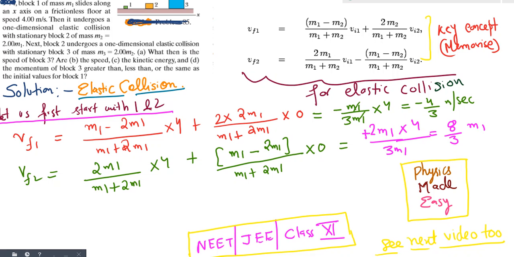We will apply exactly the same equations for the collision between 2 and 3. I will show you how to apply those in the second collision. Not very different, but just to complete the numerical.